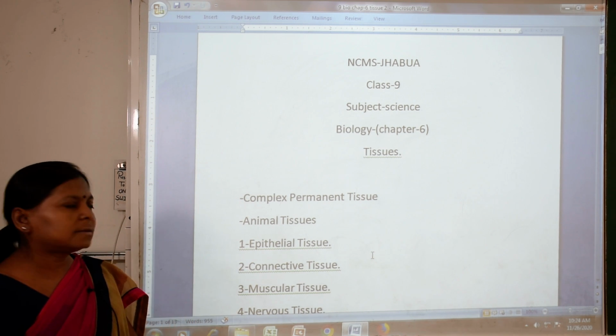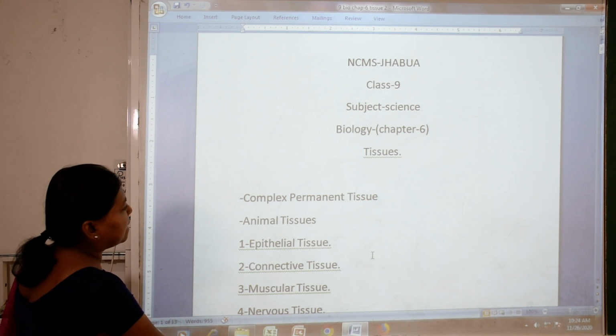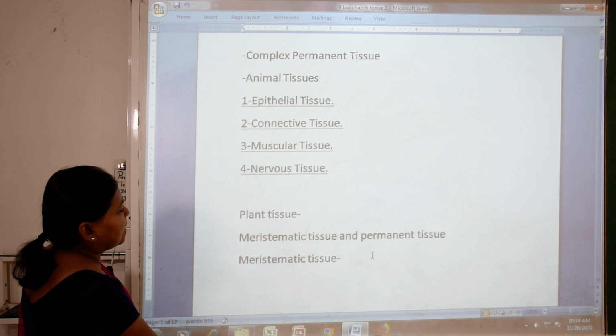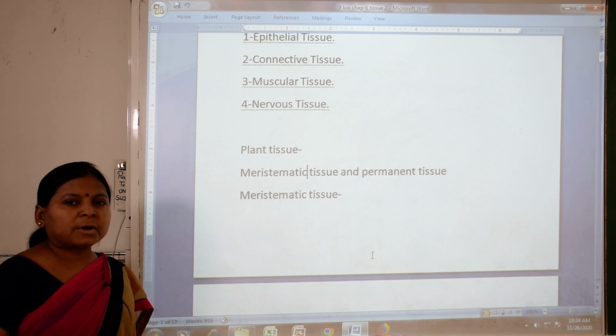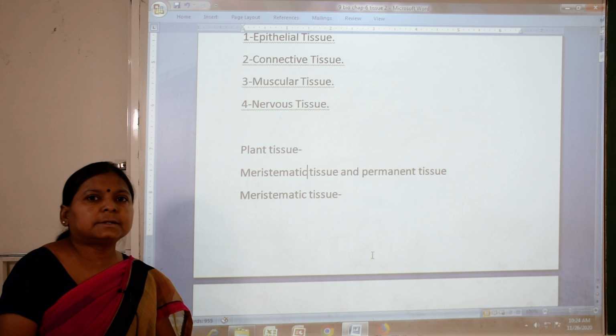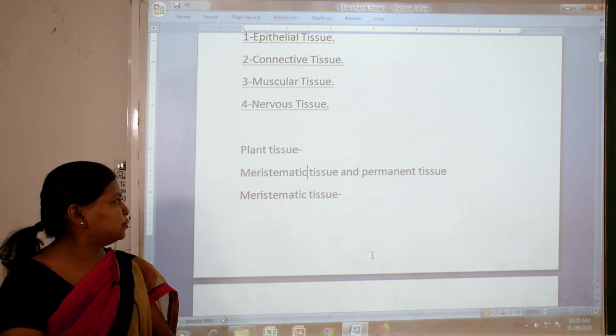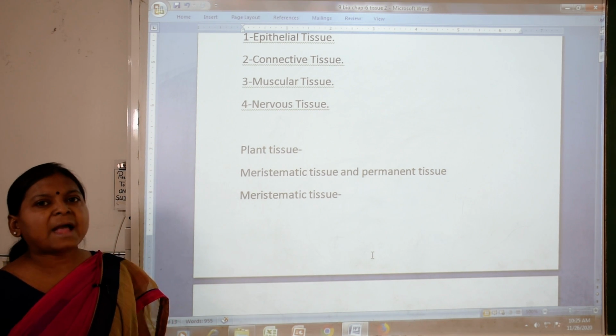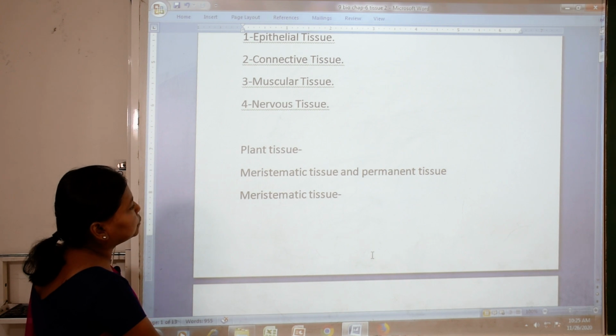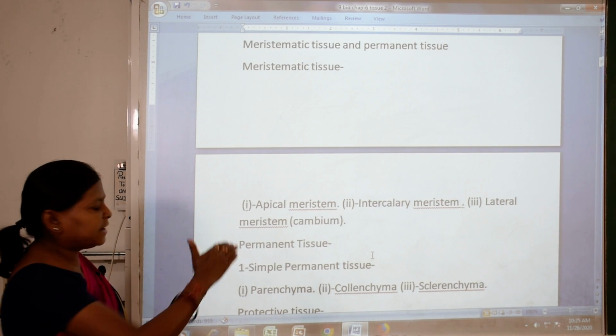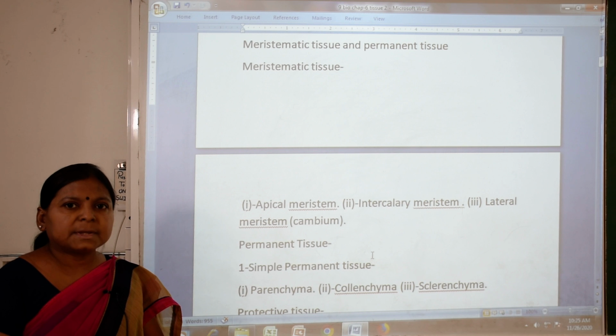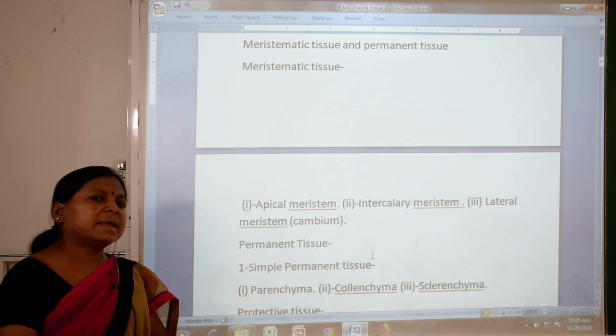Now my dear students, earlier we studied about plant tissues. In this, I already explained to you about meristematic tissue and permanent tissue. Do you know, meristematic tissue, as you know, is called the growth tissue, and we have studied about apical meristem, intercalary and lateral meristem.